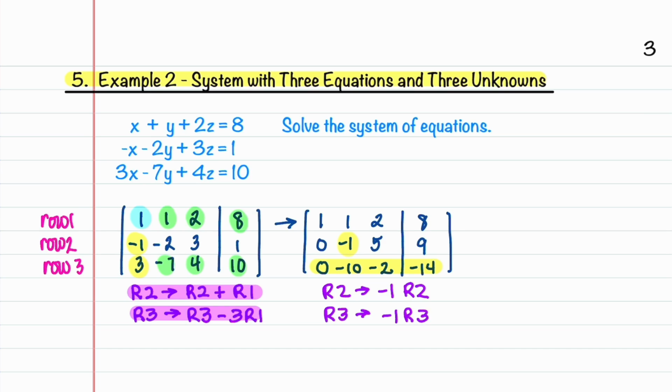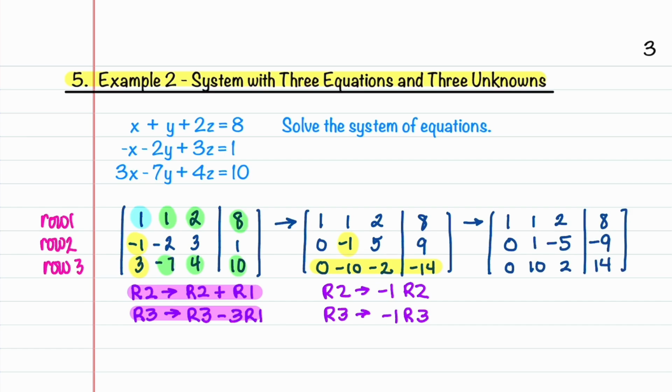You might also notice that in row 3, every number is a multiple of 2. So we really could have divided by 2. I'm going to choose not to do that, but if you want to do that, that's completely fine. Now let's see what this gives us. Our first row is going to stay the same, 1, 1, 2, 8. Now we're going to take our second row, multiply it by a -1. So this becomes a 0, 1, -5, -9. And then every number in our third row also gets multiplied by -1. So we have 0, 10, 2, 14.